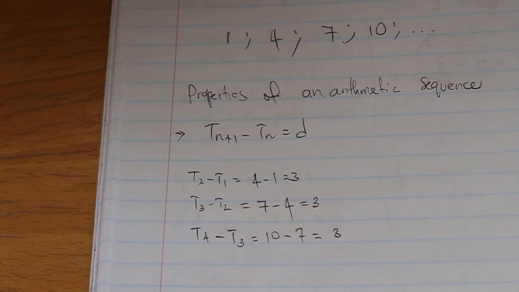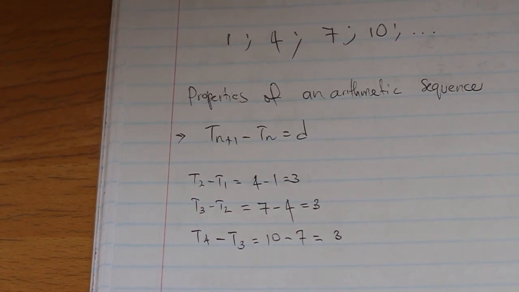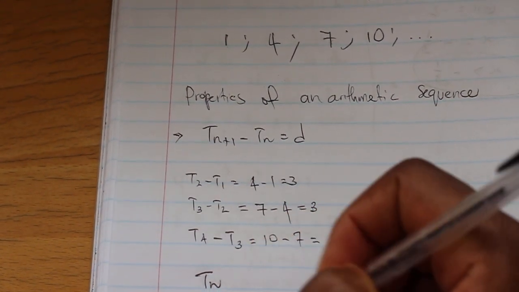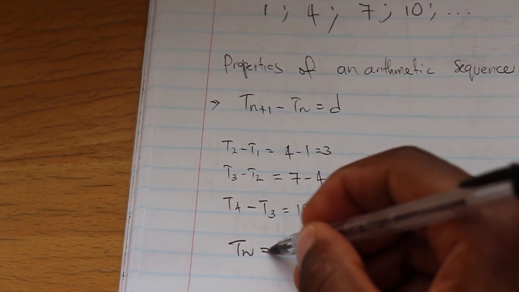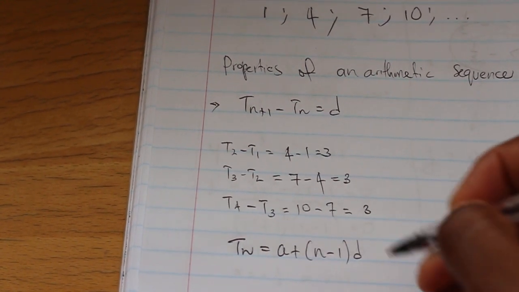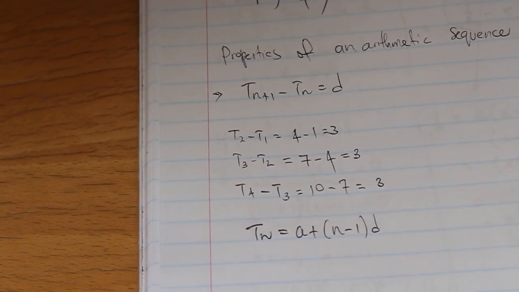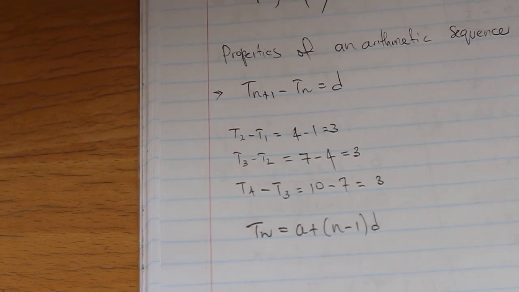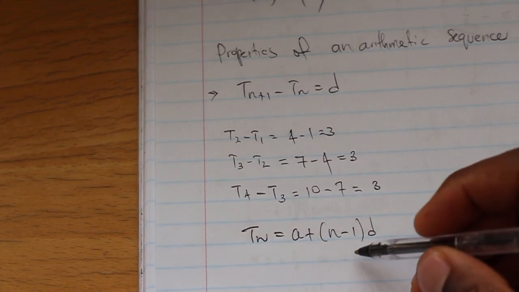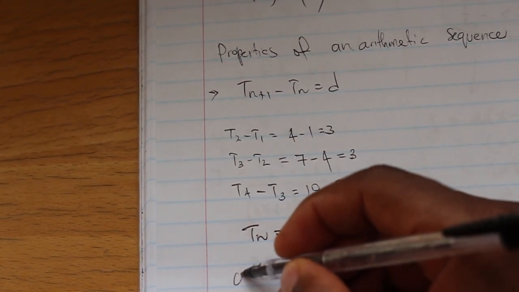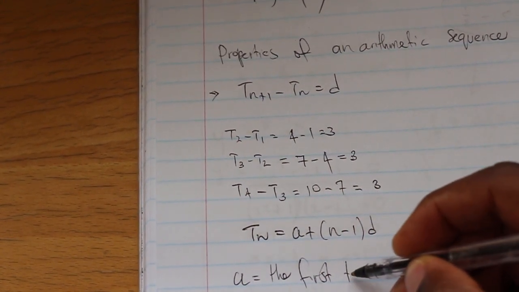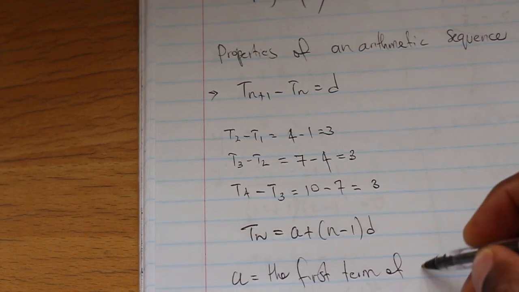We also know that there's a general formula for arithmetic sequences, which is as follows: Tn is given by A plus n minus 1 times D. This is when you are trying to find the nth term or the general term. This is the formula that you're going to use, and you need to know exactly what the D is and what the A is. We know that A is the first term of the sequence.